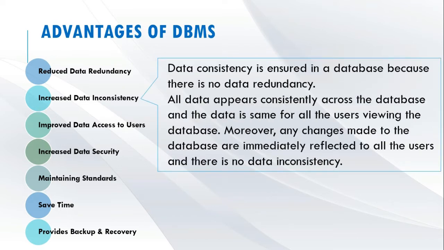The second point is increased data consistency. Data consistency is ensured in a database by reducing the data redundancy. That means if the data redundancy is less, data consistency will be more. So all the data appears consistently across the database and the data is same for all the users viewing the database. Moreover, any change made to the database are immediately reflected to all the users and there is no data inconsistency.